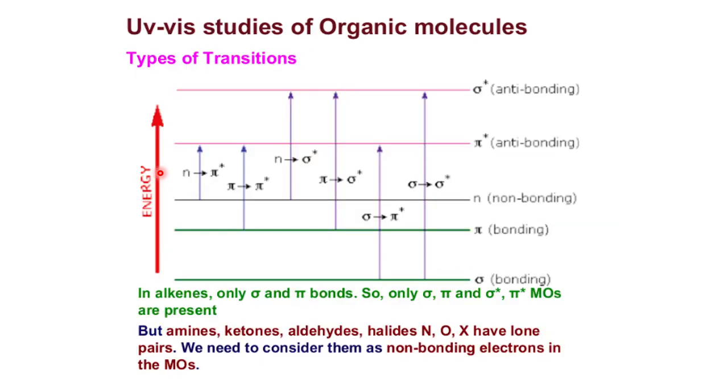First, you see that the most possible transitions are pi to pi star or n to pi star. Let them aside. Just look at n to pi star and pi to pi star. Because electron transition will happen only from bonding to anti-bonding or non-bonding to anti-bonding, because in anti-bonding there is no electron. Please keep silent, respond. There is a chance only of transition from bonding to anti-bonding or non-bonding to anti-bonding, because there is no electron in the anti-bonding orbital.